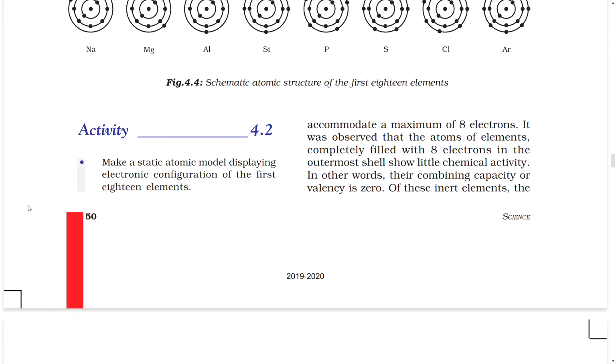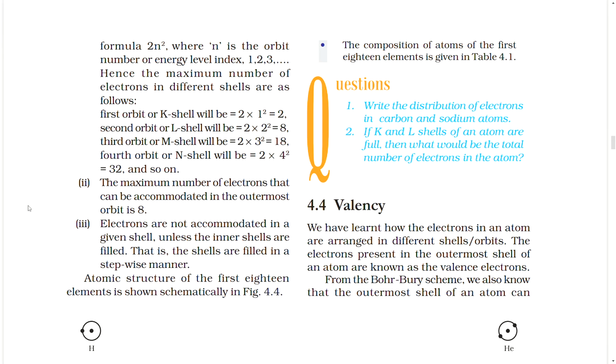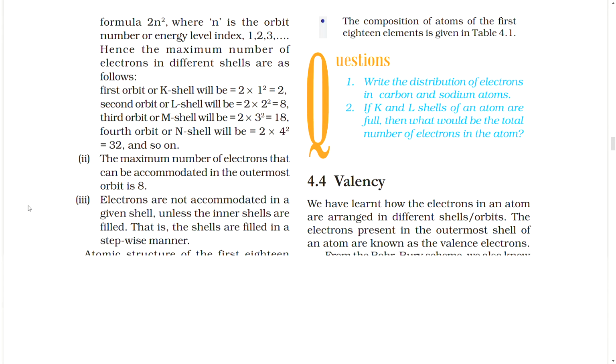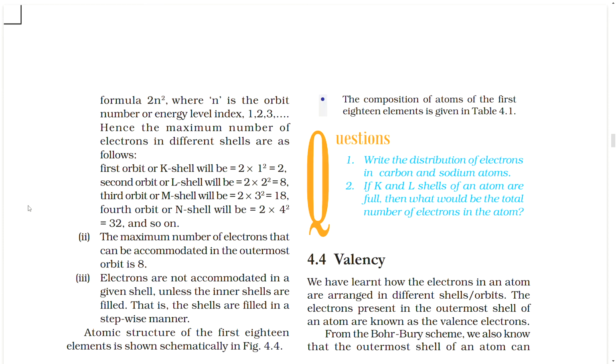Activity 4.2. Do this. Make a static atomic model displaying electronic configuration of the first 18 elements. The composition of atoms of the first 18 elements is given in the table. Questions 1, 2. Comment on this.